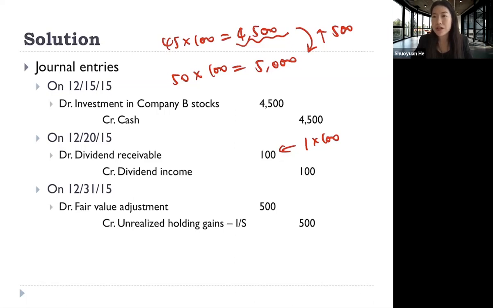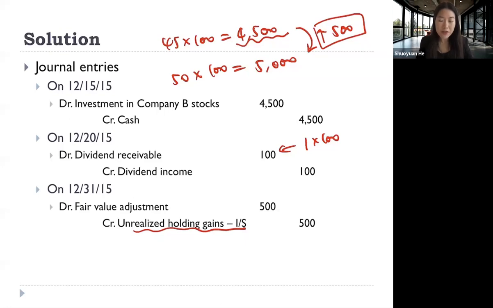As you can see here, the reason we're crediting unrealized holding gain is because it is a gain for Company A. It is an increase in fair value, so it is viewed as an increase in income for Company A. And then fair value adjustment is a balance sheet account. That is actually part of the investment account. Investment goes up by 500 as well.